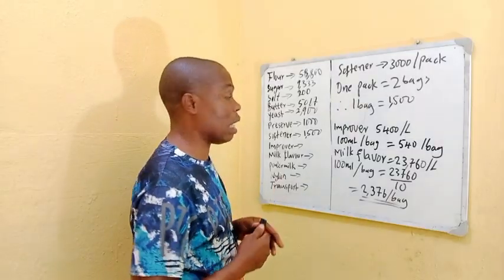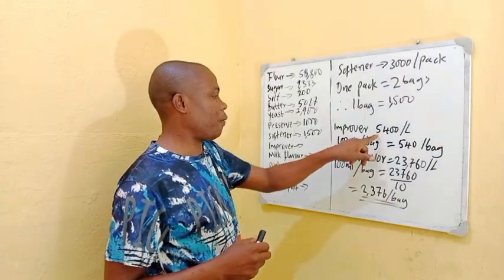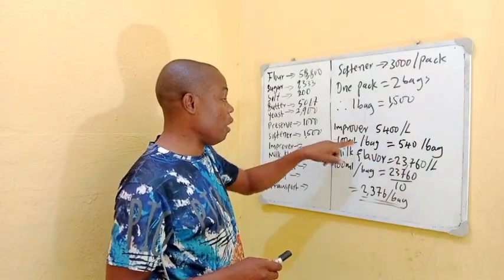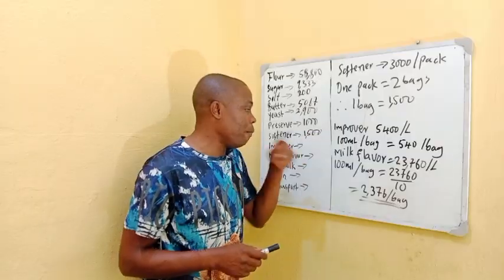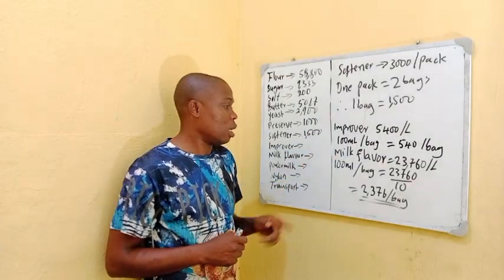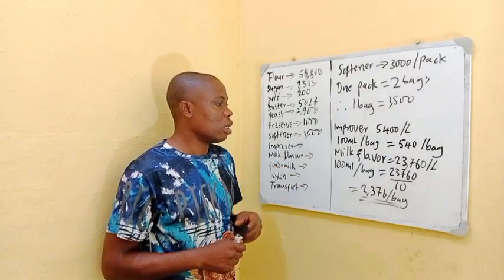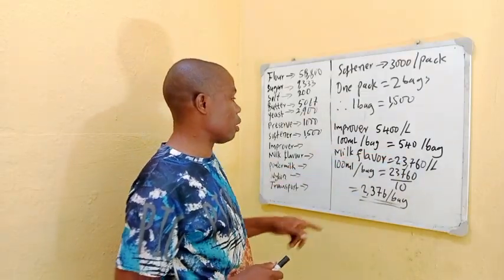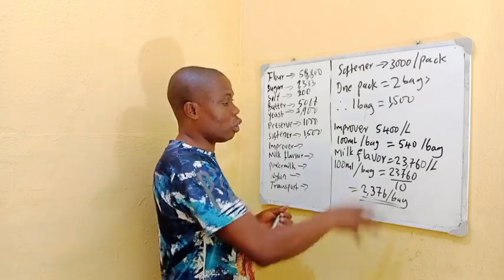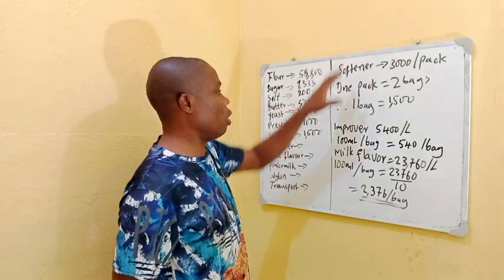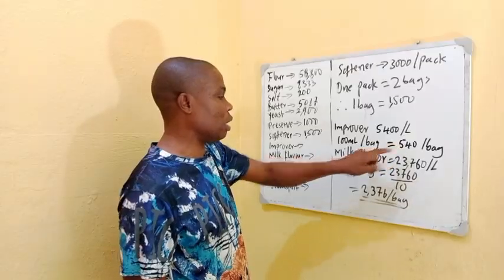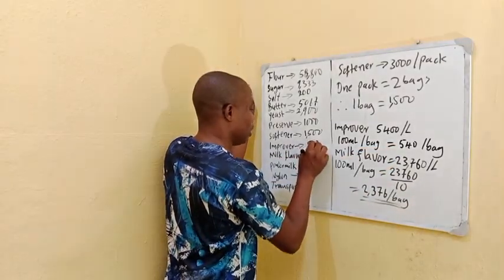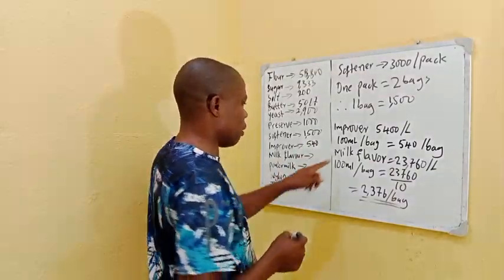I use EDC, and the one I bought last was 5,400 per liter. If it is 5,400 per liter, and we are using 100 ml per bag, that means it will be about 540 per bag. If you do the maths, you discover there is no space for much calculation. So if you follow the procedure I'm using, you will arrive at this. So for improver, we have 540 naira.